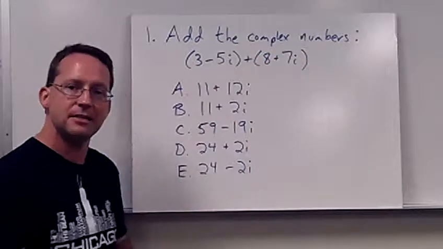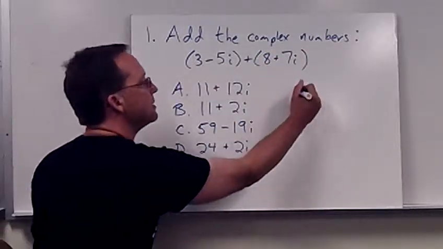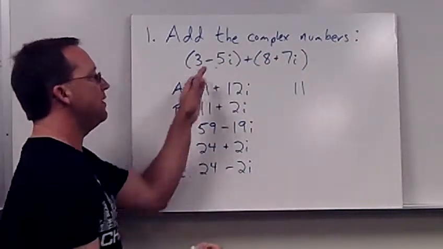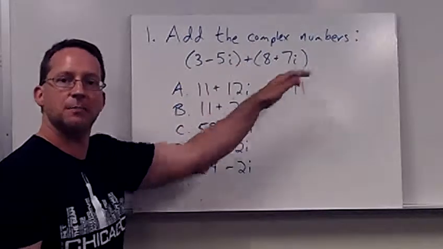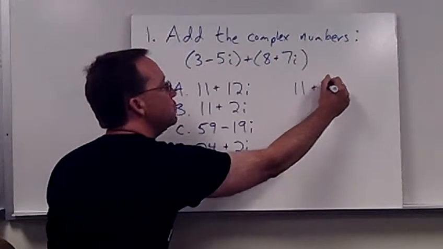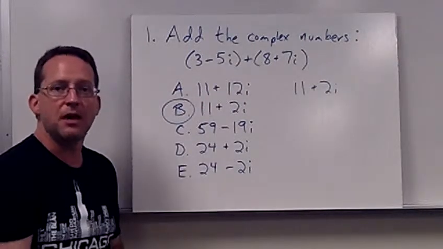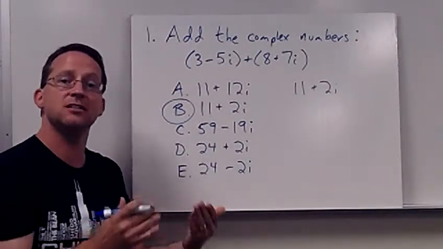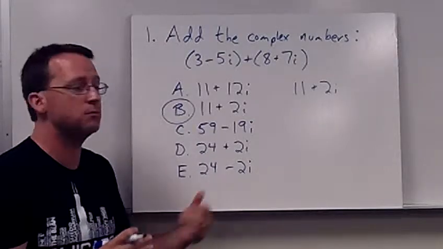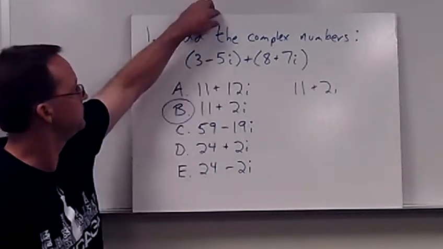So 3 plus 8 for the real parts would give us 11. And then negative 5i plus a positive 7i is a plus 2i, which is going to match up with answer choice B. Very much like treating i as a variable and combining like terms. And subtraction would work the same way.